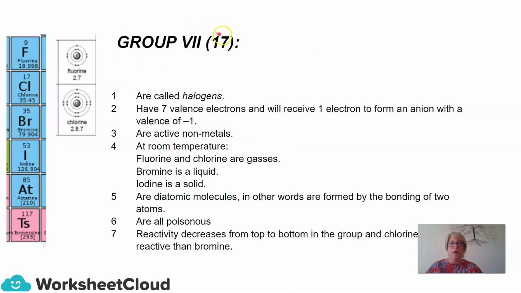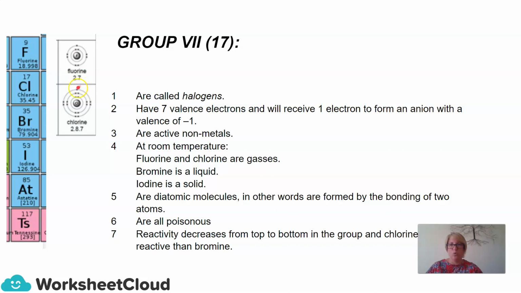Then if we have a look at group 17, this is fluorine, chlorine, bromine, iodine. And just to remember, you only need to focus on the fluorine and the chlorine. We call this group the halogens. They have 7 valence electrons. So what that means is they've got 1, 2, 3, 4, 5, 6, 7 in their outer shell.